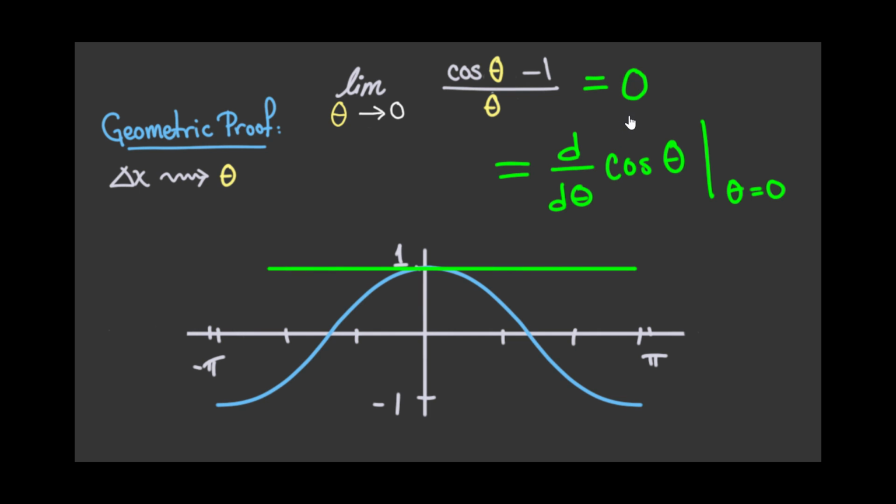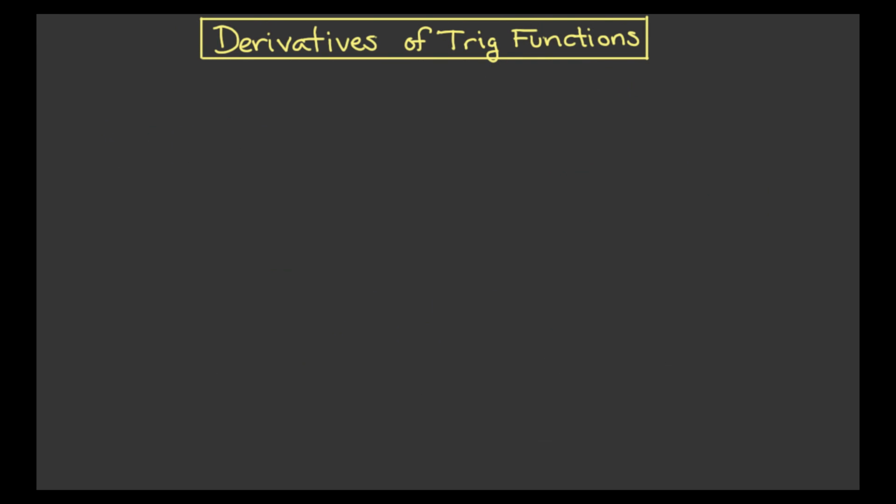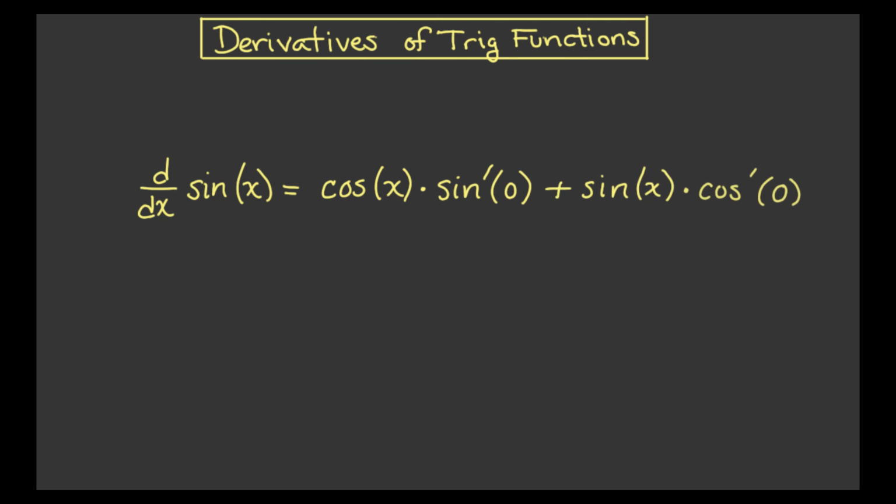Everything works out. So now I want to do a little recap and remind you why we were computing these limits to begin with. Remember that in the very first video, Professor Jerison showed us that the derivative of sine is equal to cosine times the derivative of sine at 0 plus sine times the derivative of cosine at 0. We just found that the derivative of cosine at 0 is equal to 0. And previously we saw that the derivative of sine at 0 is equal to 1. So the derivative of sine x is equal to cosine x.